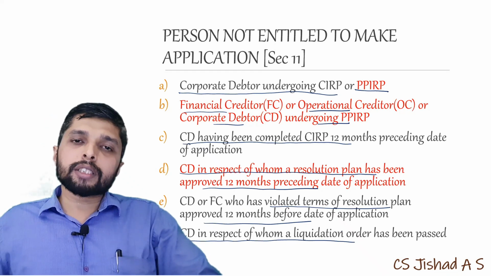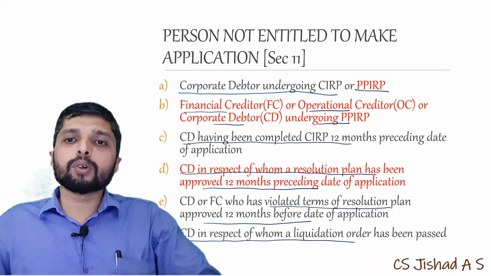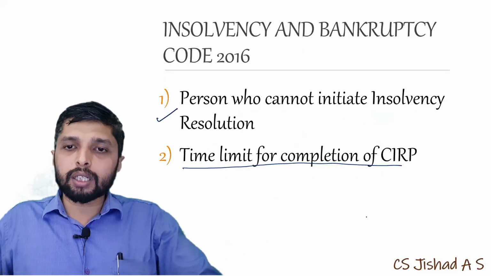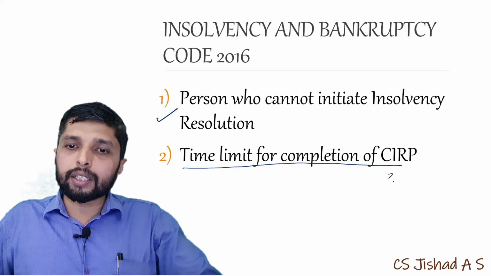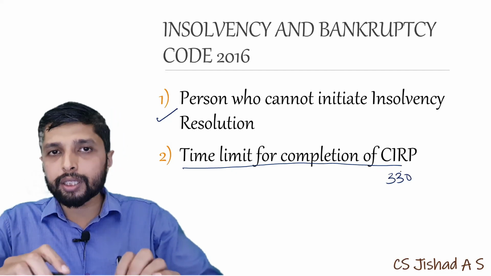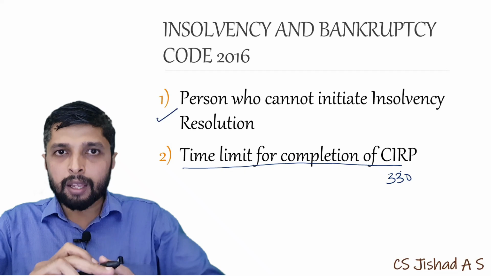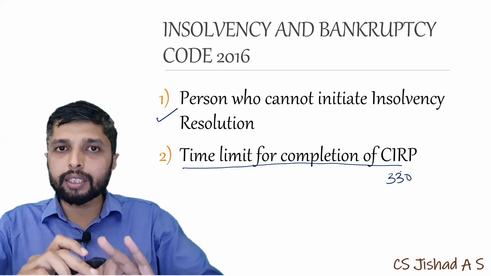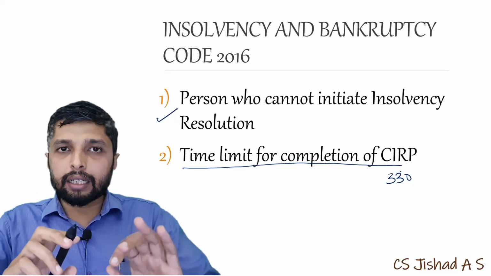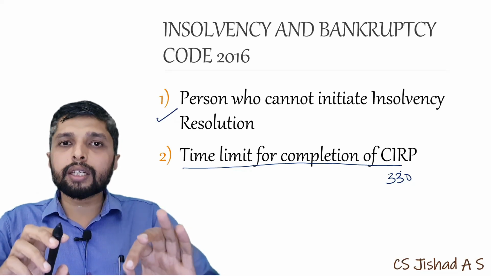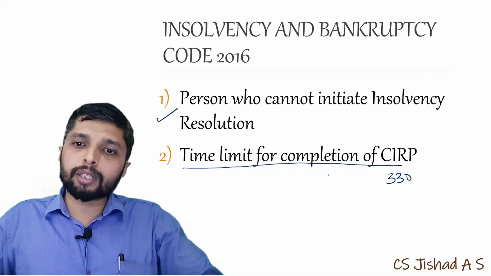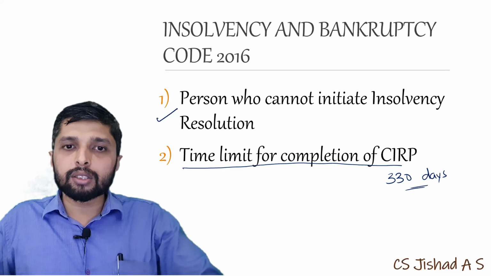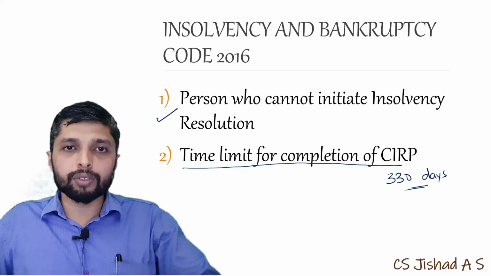Okay. So with respect to time limit for completion of CIRP, this is actually 330 days. We know that CIRP has to be completed within 180 days. Then one time extension is possible after application to NCLT, 90 days will be given, and including the time taken for any legal proceeding, the maximum time limit is 330 days, but in the material it is given as 360 days. So that is the reason why I have included the provision here.